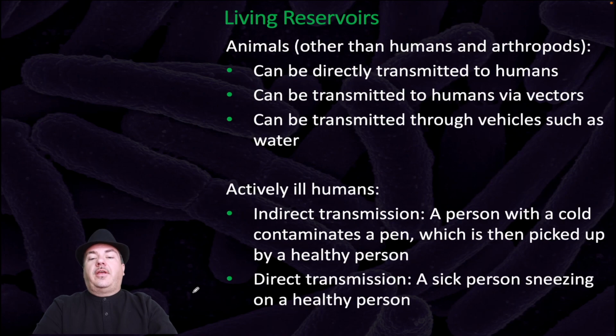Living reservoirs include animals other than humans and arthropods. They can be directly transmitted to humans, they can be transmitted to humans via vectors, or they can be transmitted through vehicles such as water. Or you can have actively ill humans. Indirect transmission: a person with a cold contaminates a pen, which is then picked up by a healthy person. Or direct transmission: a sick person sneezing on a healthy person is an example.